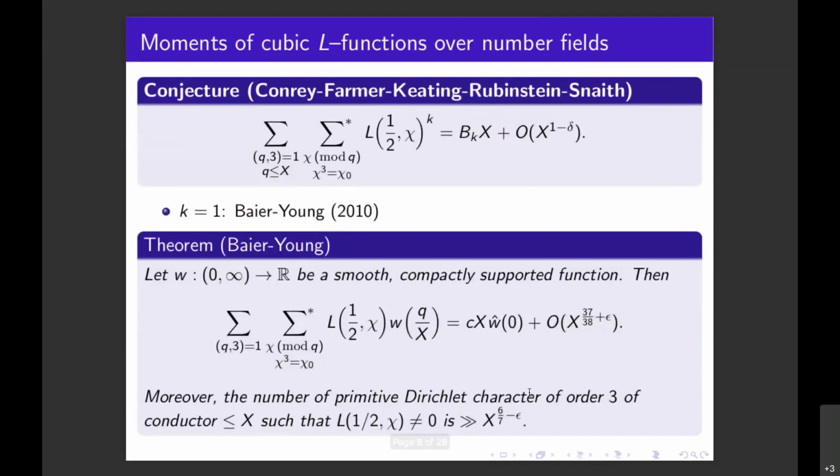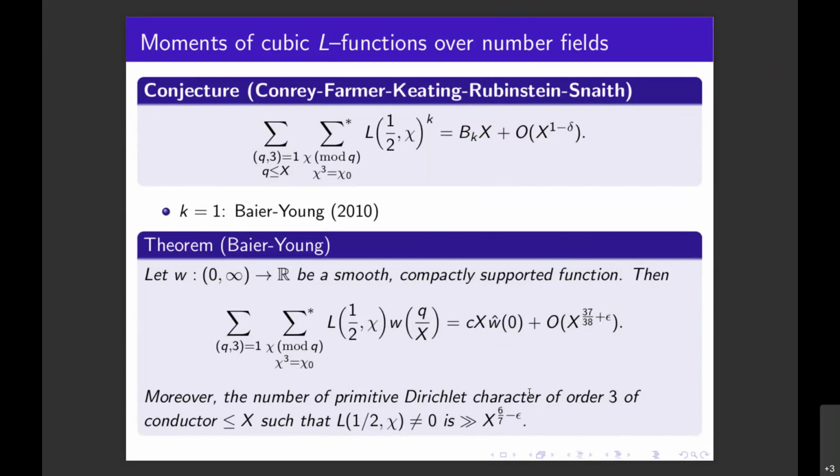Now, when we move on to cubic L-functions, again we're interested in the same question. If I have a cubic character and the L-function associated to the cubic character, is the L-function equal to 0 at 1/2? And how often can it happen? We can also answer this question by studying moments.